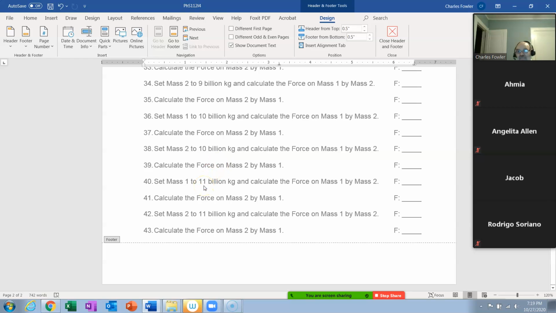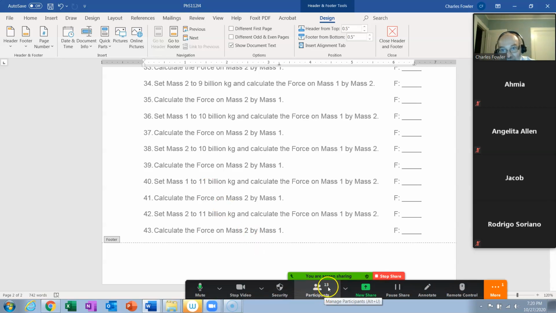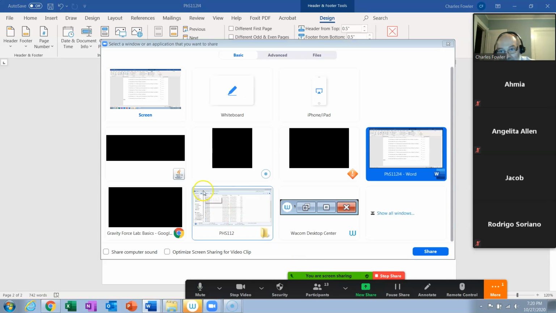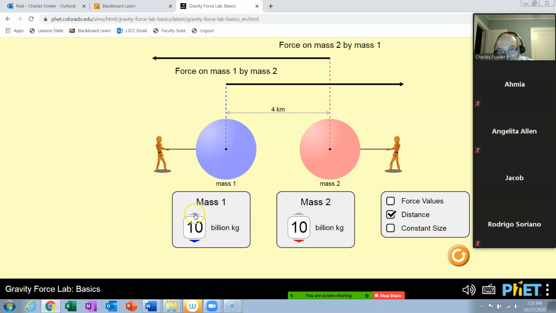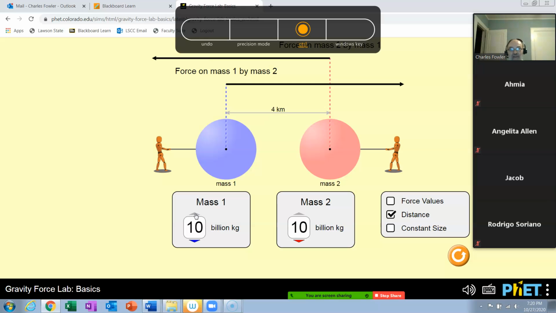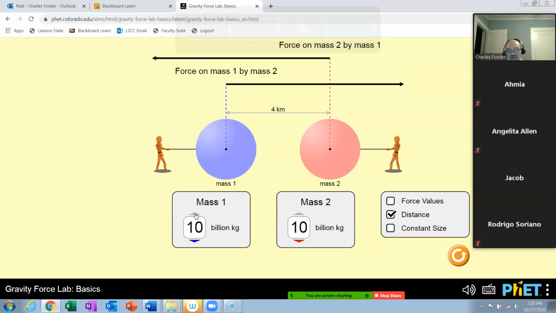All right, 40. Okay, last group here. Okay, so let's go to set mass 1 to 11 billion. Okay, so we bump that up to 11 billion. Oops, it won't go to 11 billion, folks. We are through. Okay, so forget about the rest of them. That's as high as it goes.